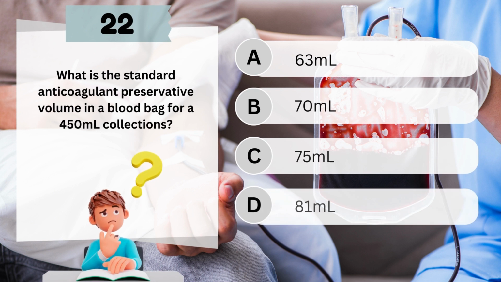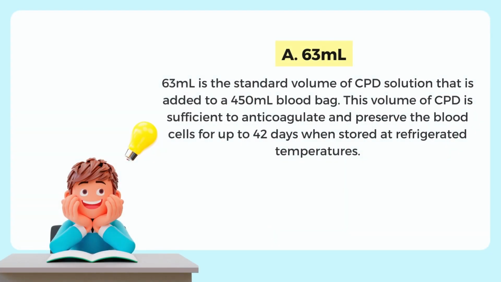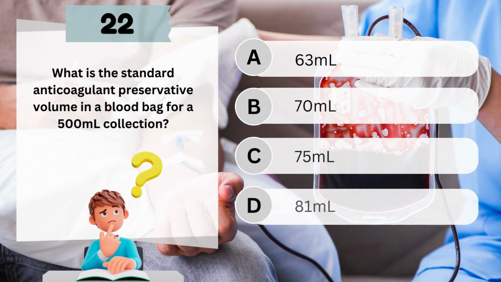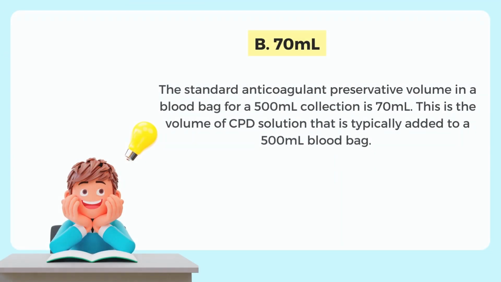What is the standard anticoagulant preservative volume in a blood bag for a 450 milliliter collection? The correct answer is A. 63 milliliters. What is the standard anticoagulant preservative volume in a blood bag for a 500 milliliter collection? The correct answer is B. 70 milliliters.